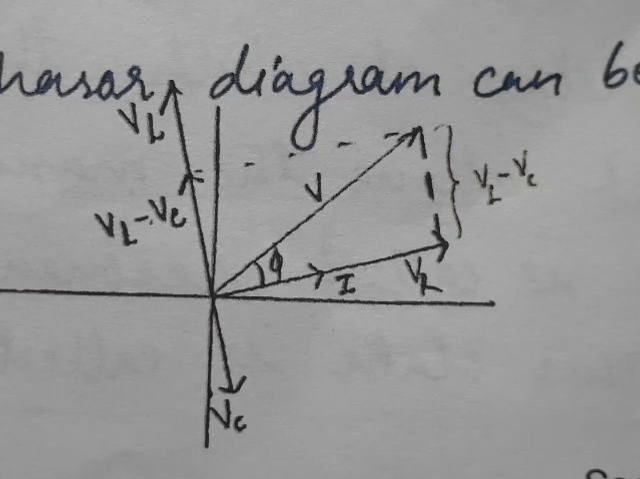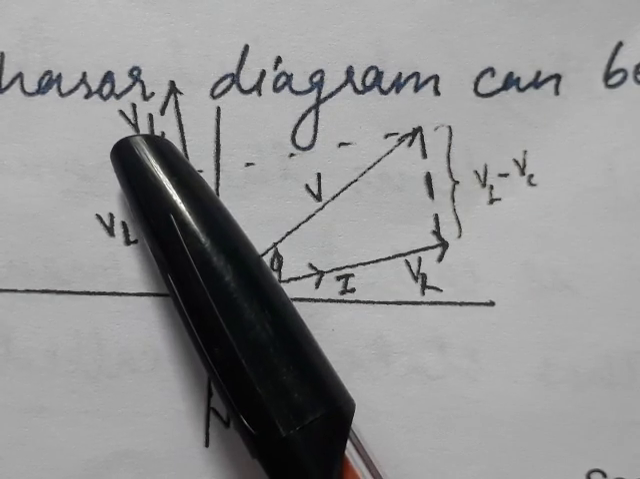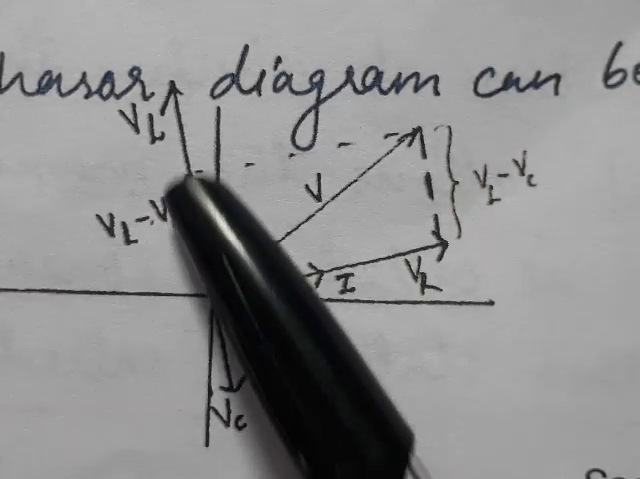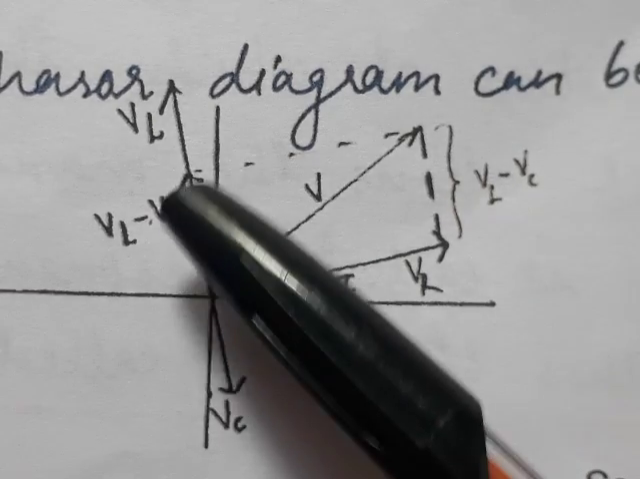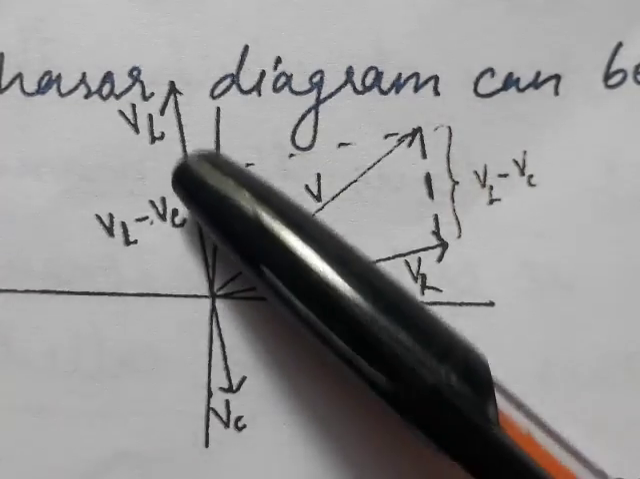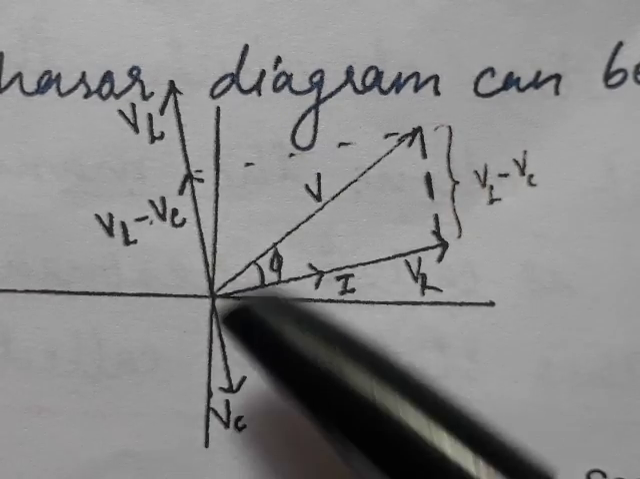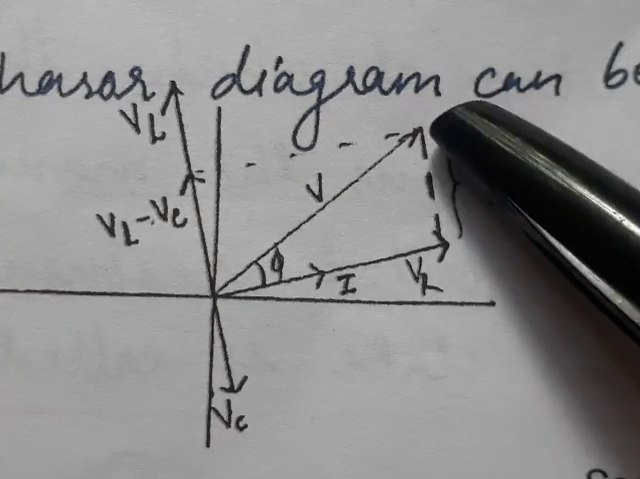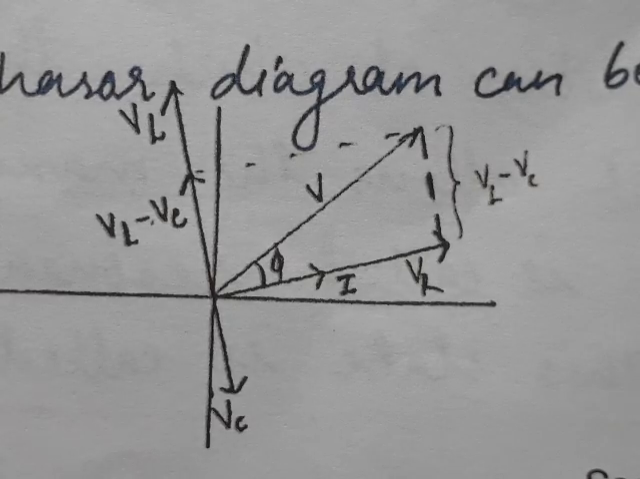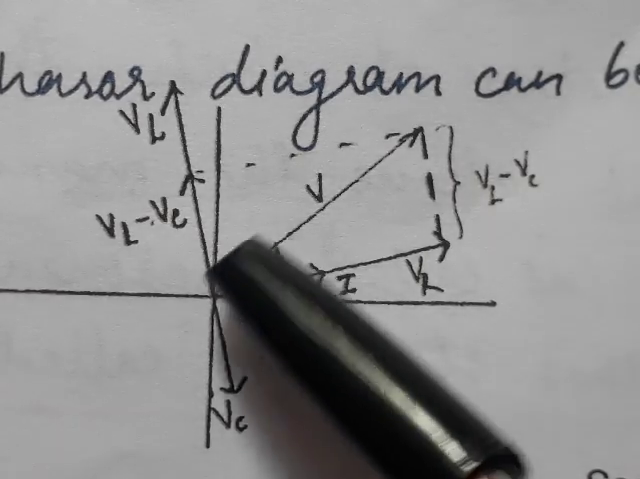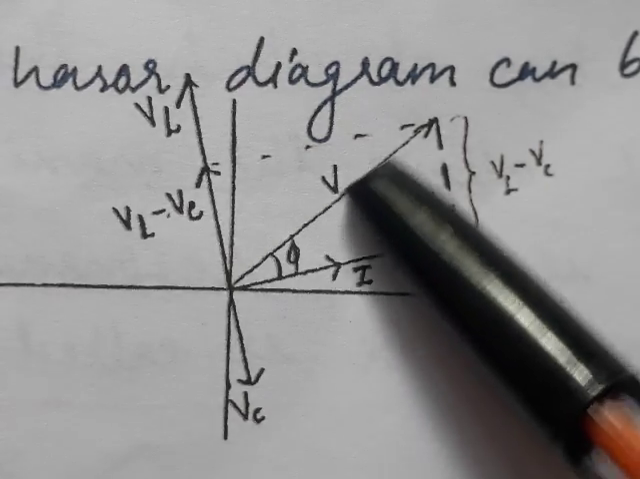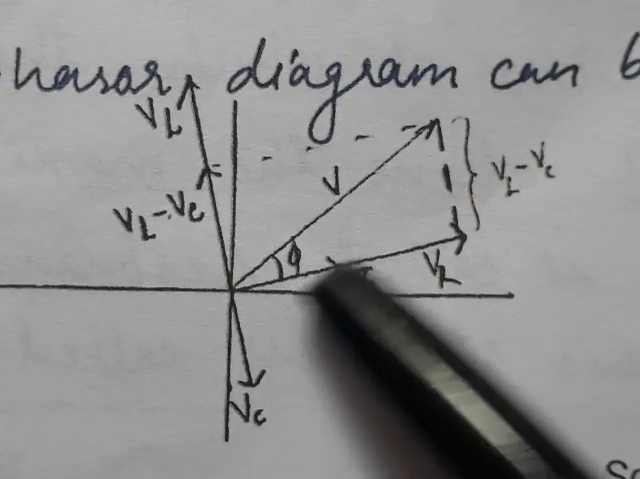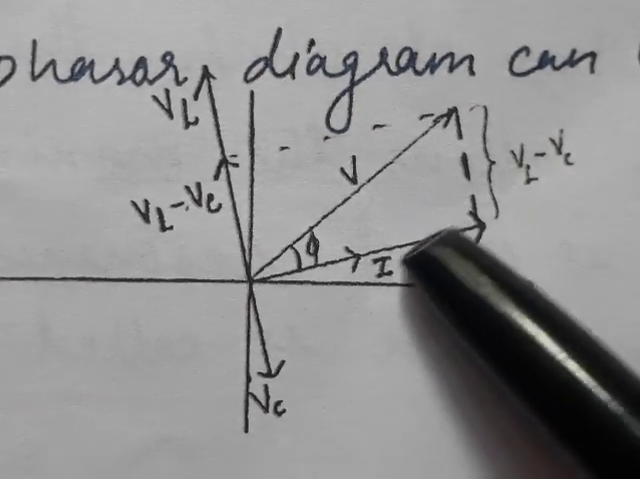Suppose we take a simple case in which VL is greater, that is what marked with greater length, VC is lower. In that case, the resultant will be VL minus VC in this direction, which will be equal to this length here marked for the triangle. So this is our phasor diagram. Now we have a triangle here, VL minus VC and VR. This is our impedance triangle.